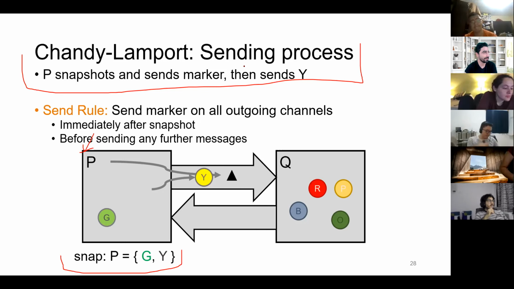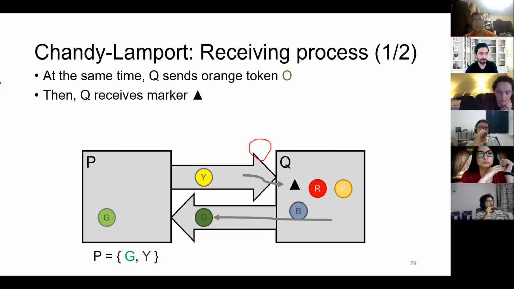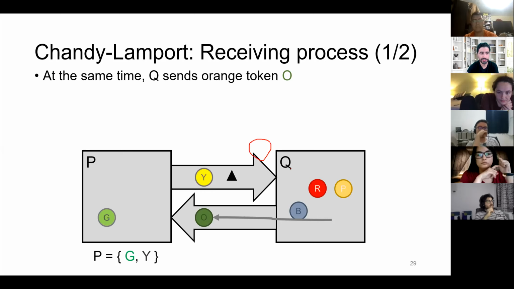So the receiving. I said that when you send the token, you send it on all the outgoing channels. If there is another process here, you send this token to that process as well. So you take the snapshot, you send the tokens, but the receiving process is a little bit more complicated. Of course, things are happening here; Q is not waiting for the marker. Things are going on, right?